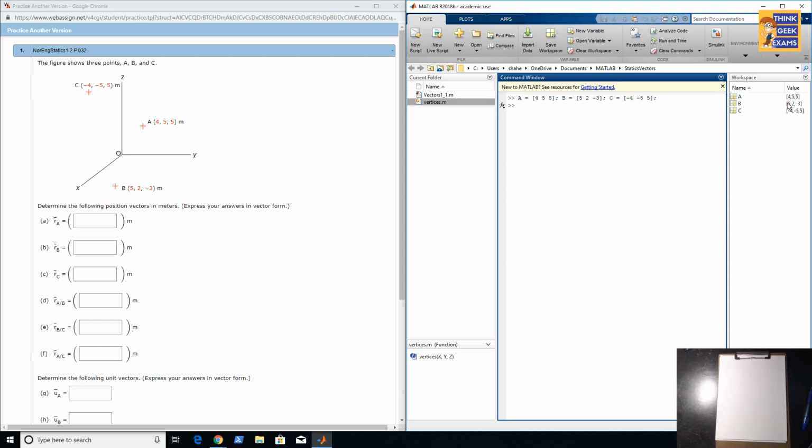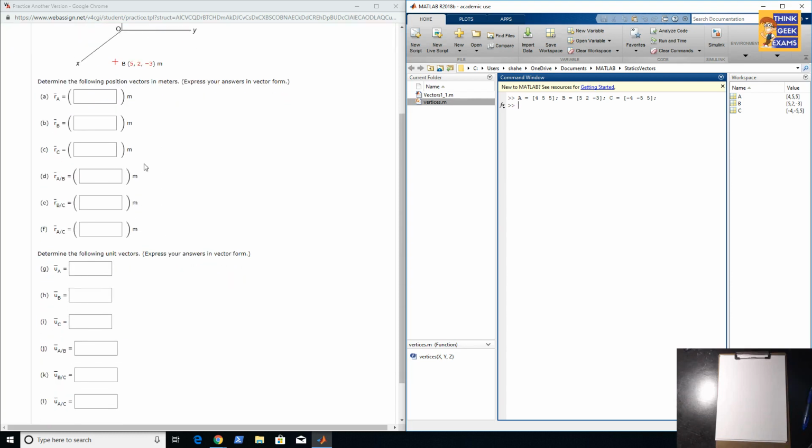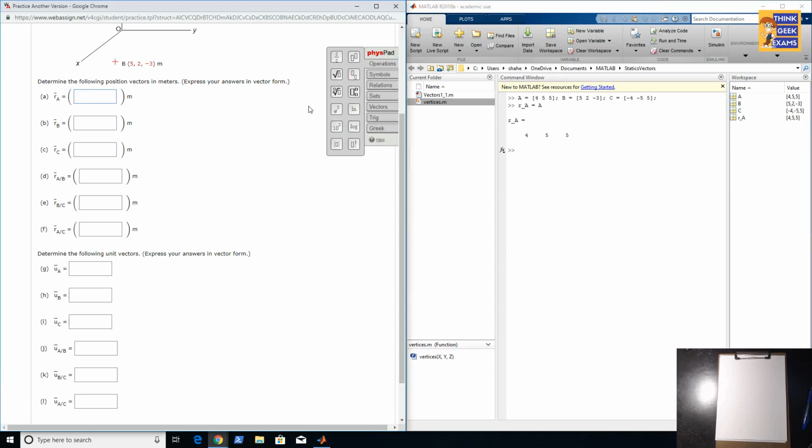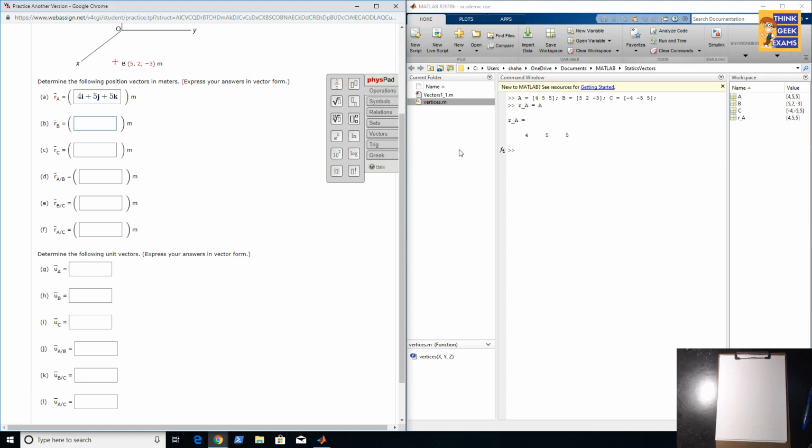We have the three vectors: 4, 5, 5; 5, 2, minus 3; and minus 4, minus 5, 5. So this will be used for answering the rest of the questions. It's basically asking for different position vectors in meters. And the first one is RA. RA is just A. So RA is vector 4i plus 5j plus 5k.